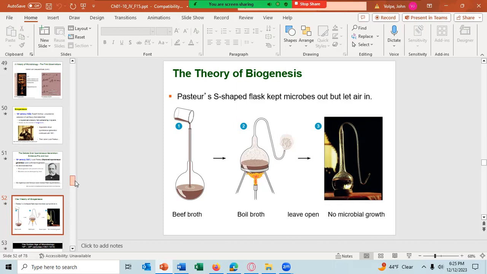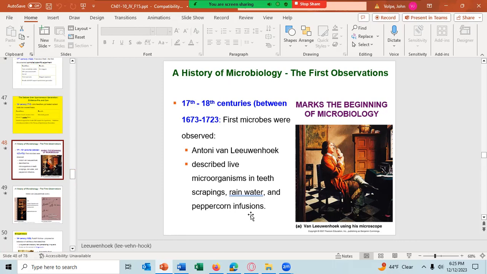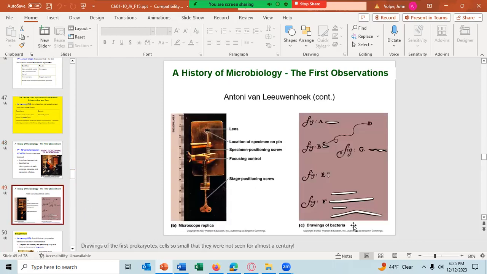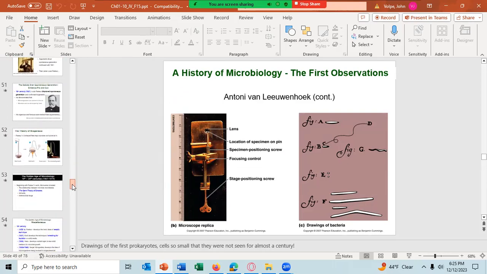You should also know about Anton Leeuwenhoek, the first person to describe microbes. He even saw bacteria, cells so small that nobody else saw them for about a century. That's because he was the best microscope builder at the time and the best lens grinder too.